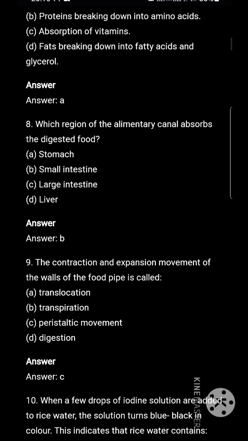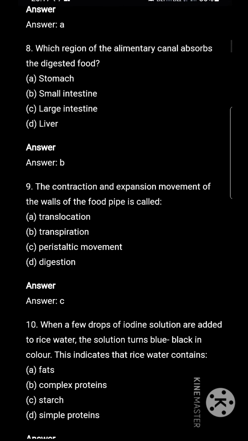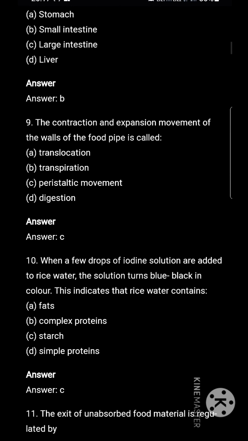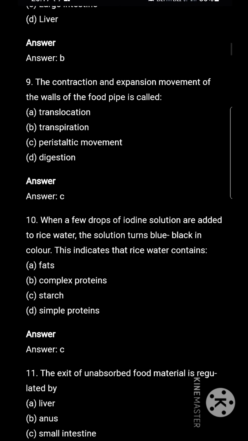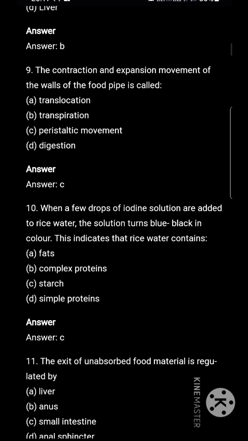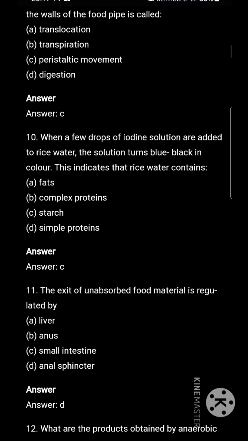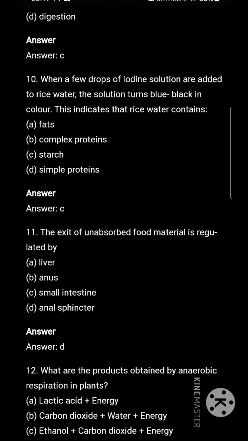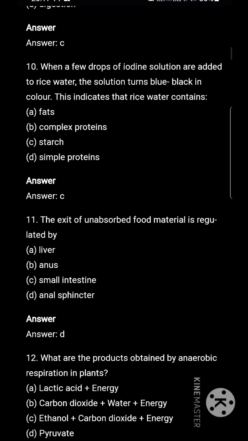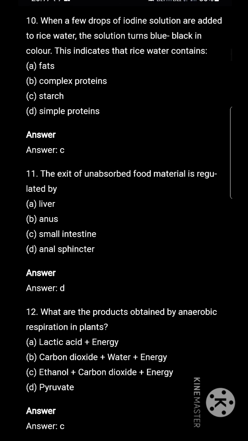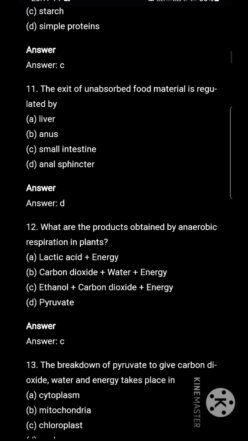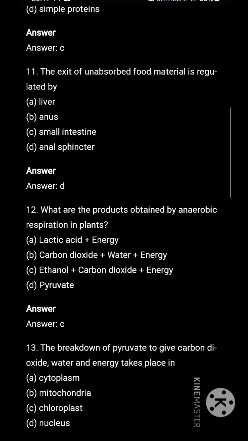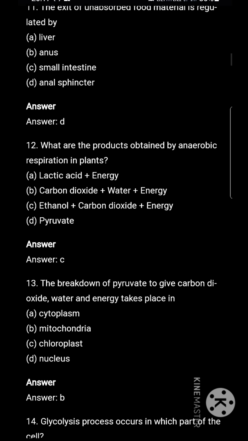Which region of the alimentary canal absorbs the digested food? It is the small intestine. The contraction and expansion movement of the walls of the food pipe is called peristaltic movement. When a few drops of iodine solution are added to rice water, the solution turns bluish black in color. This indicates that rice water contains starch. The exit of unabsorbed food material is regulated by the anal sphincter.